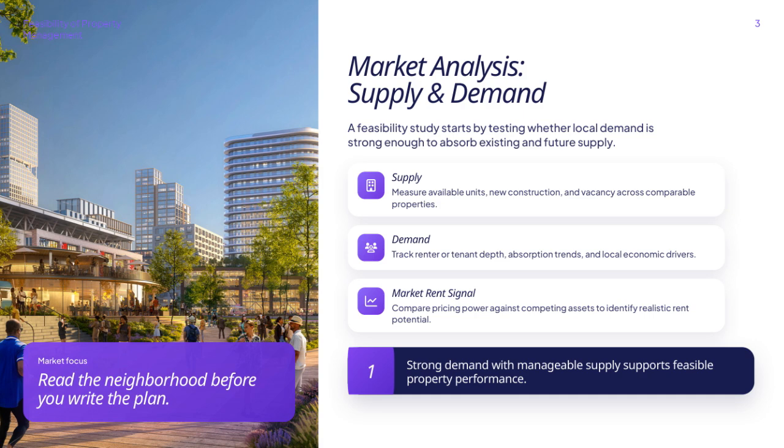A crucial part of this process is analyzing the market rent signal, essentially comparing rent levels across competing properties to gauge realistic pricing potential. Strong demand paired with a supply that isn't overwhelming creates a favorable environment for property performance. It's important to really know the neighborhood and market dynamics before finalizing any property management plans or investment decisions. This focus on the interplay between supply, demand, and market signals gives us a clear picture of feasibility.